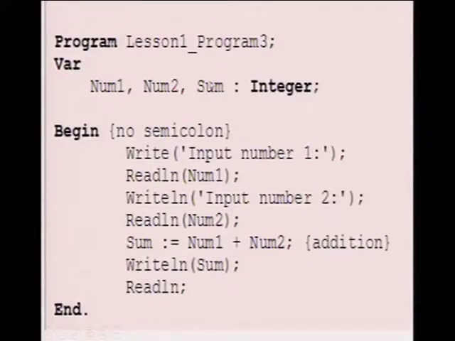Now, a question I want to ask you: why do you think sum is also declared as a variable? Can you think? Why is sum also declared as a variable? Remembering what a variable is, the value can change. Yes, sum is also a variable. Do you know why? If the numbers can change, then the sum can change.